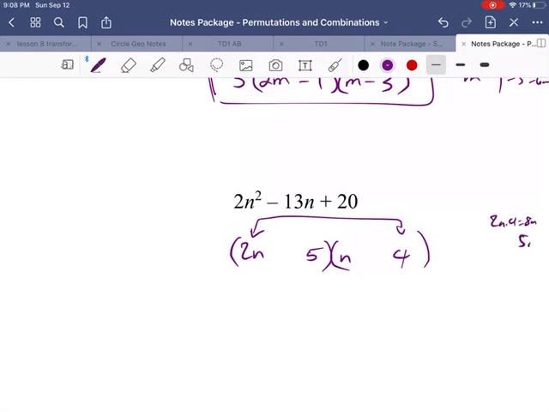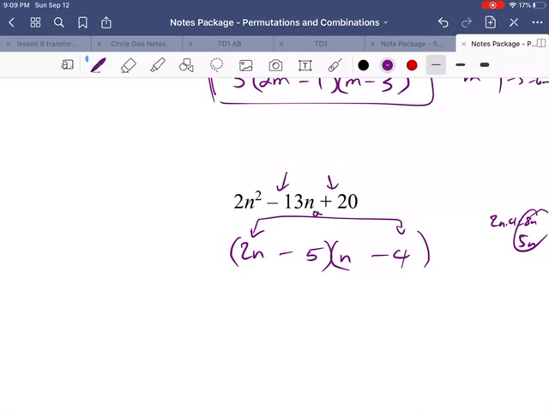8n and then 5n. You do get 13. However, if I need to get this middle term negative and the last one positive, that needs to be both negative. And it looks like we're good to go.